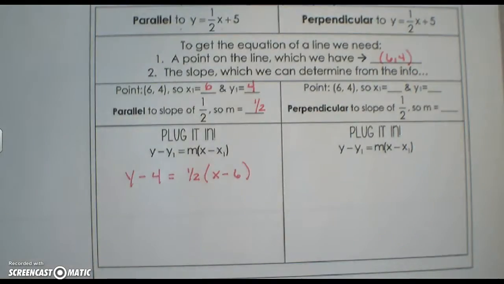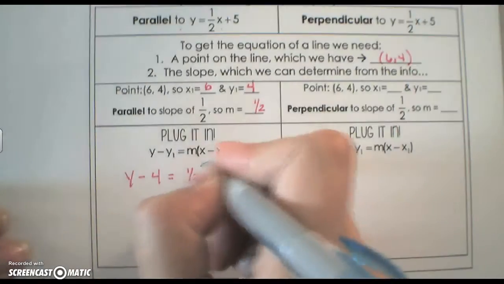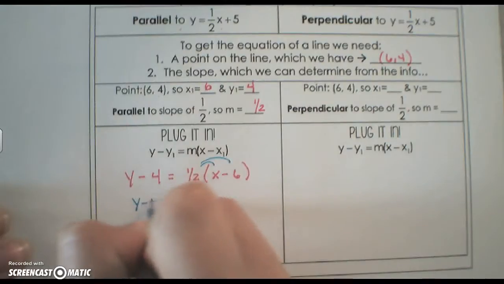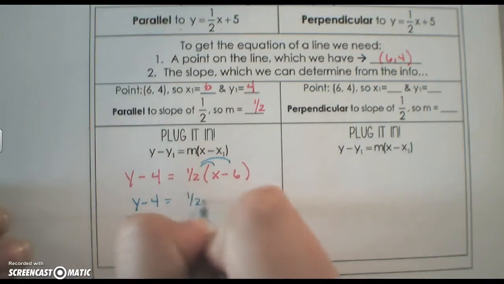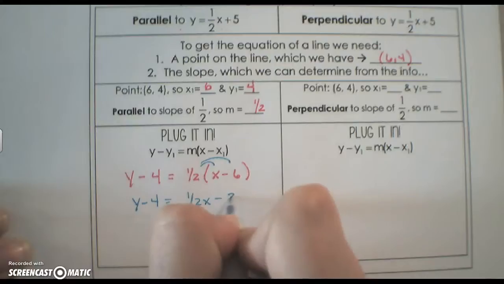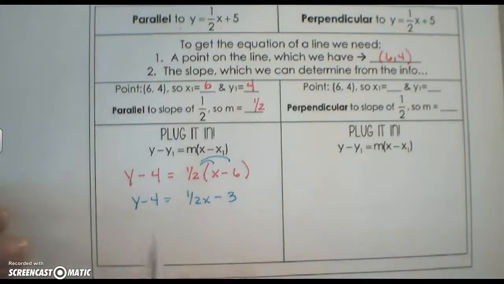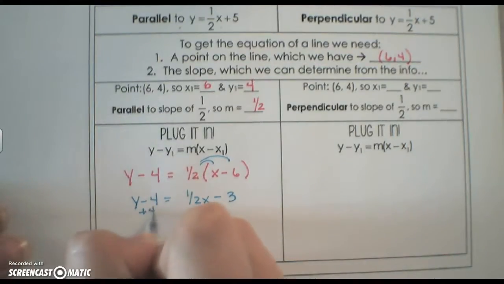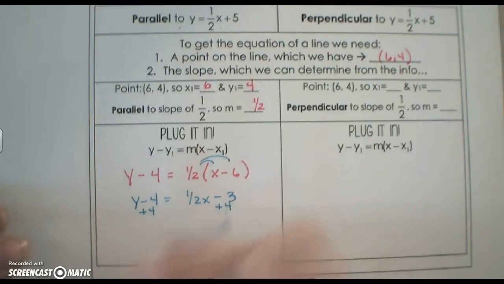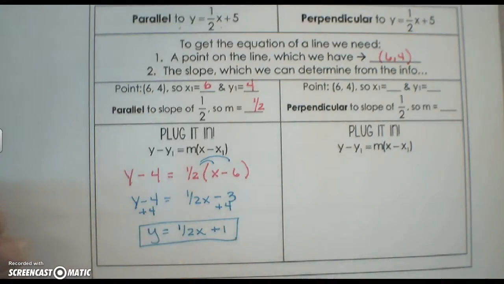So now we can go ahead and simplify like we've practiced on day 1. Distribute 1/2 x, and what is 1/2 of 6? 3. And then our last step is to get that 4 to the other side by doing the opposite, add 4. So we have 1/2 x plus 1 equal to y.